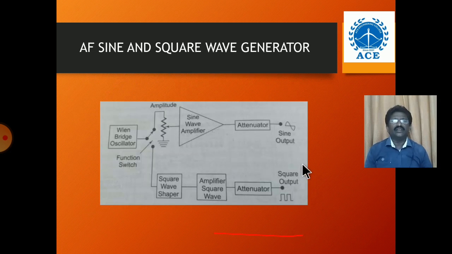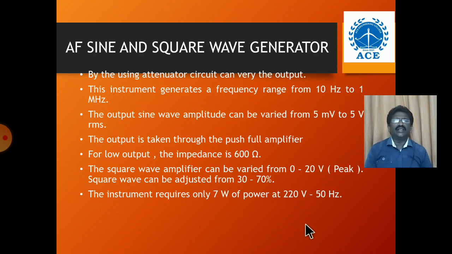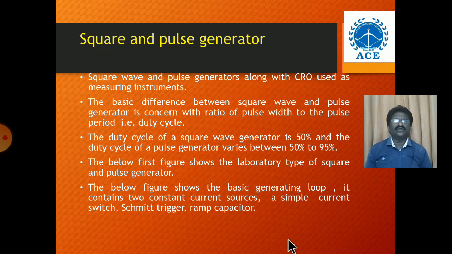Finally, at the output stage of the sine wave amplifier we will get a sine wave, and at the stage of the square wave shaper we will get a square wave. So this is the idea about the AF sine and square wave generator.